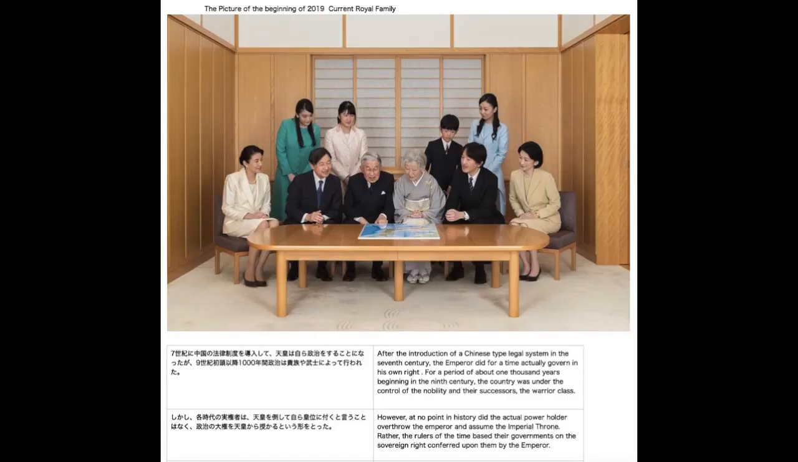Page 23-1. According to the oldest Japanese history book still in existence, the first emperor assumed the imperial throne in the year 660 BC based on more objective historical facts. However, the earliest date for which the existence of an emperor can be confirmed is somewhere in the 4th or 5th century AD. After the introduction of the Chinese-type legal system in the 7th century, the emperor did for a time actually govern in his own right.